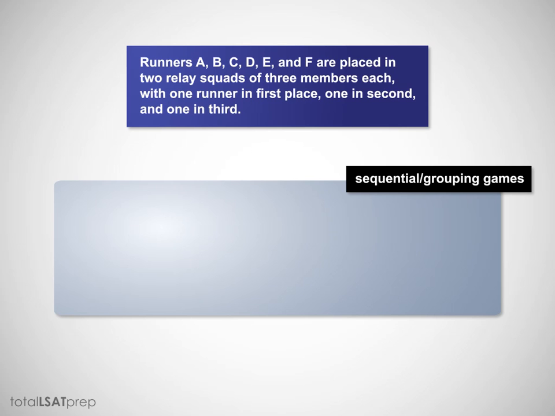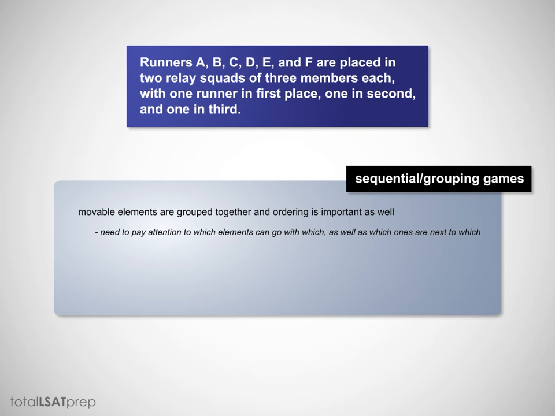And what this tells us is that these are sequential/grouping games. So in this movie, we're going to introduce this third major group of structural elements, the sequential and grouping elements. These movable elements are grouped together, and ordering is important as well. So you need to pay attention to which elements can go with which, as well as which ones are next to which. So in this case, position and location are important.